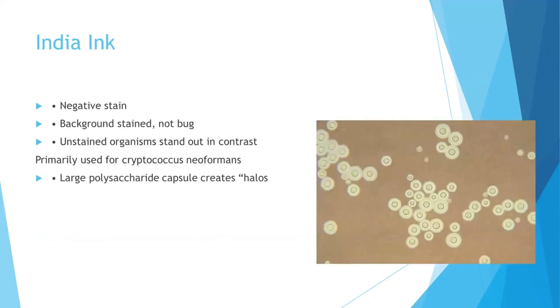India ink is a negative stain in which the background is stained but not the organism. The unstained organisms stand out in contrast, and it is primarily used for Cryptococcus neoformans, which has a large polysaccharide capsule and creates halos. Like here, you can see the halo.